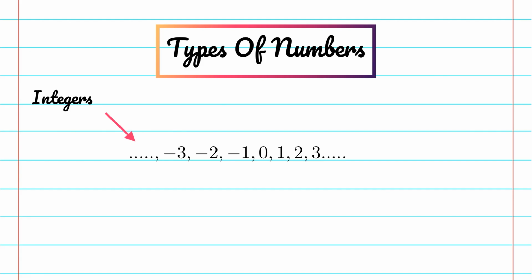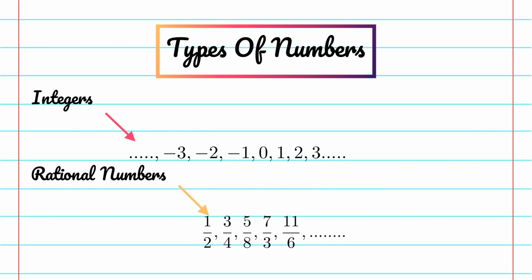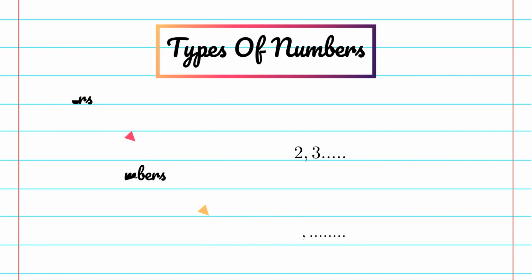Then we have rational numbers. Now these are numbers that can be written as fractions, where the top and bottom numbers are whole numbers only. So we use rational numbers to represent parts of a whole. An example would be if you have half a slice of pizza or 1/3 of a cake.